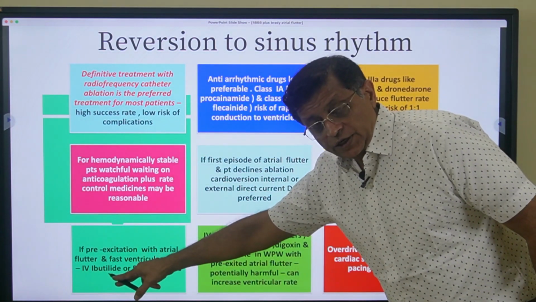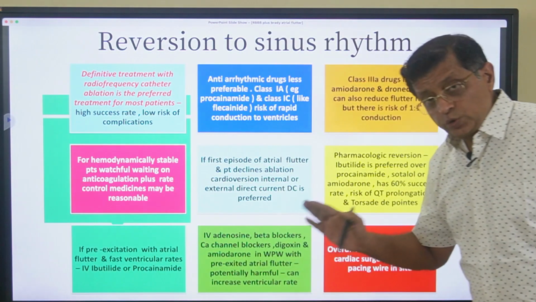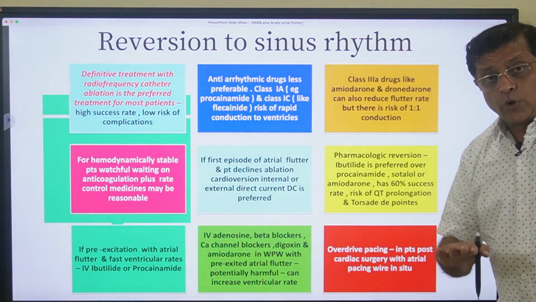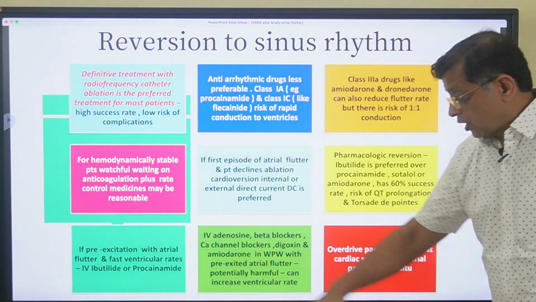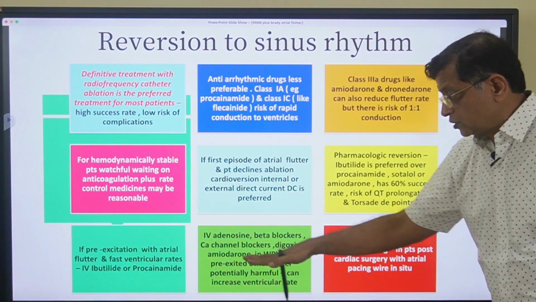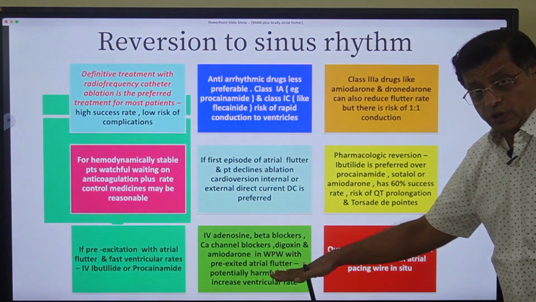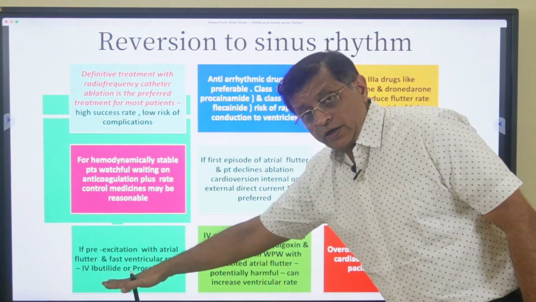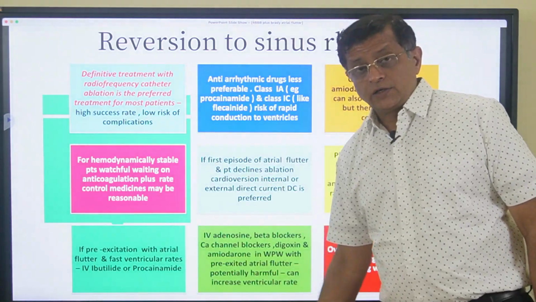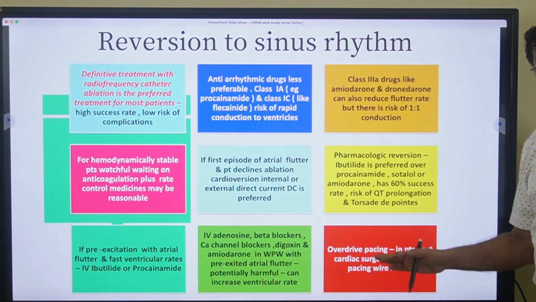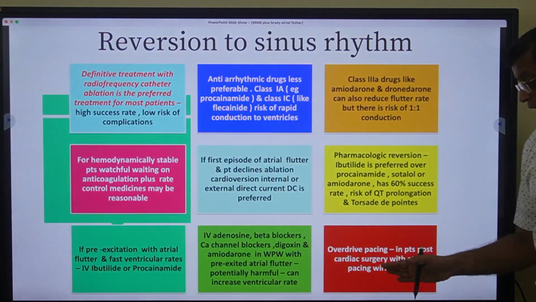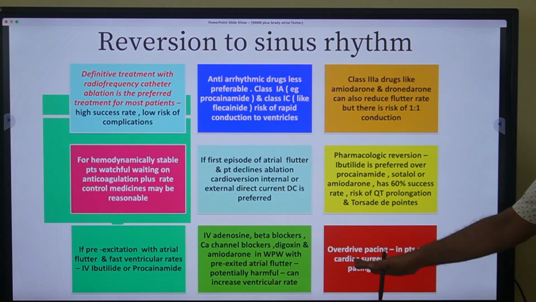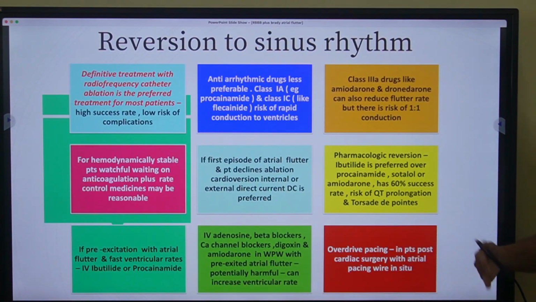If there is pre-excitation, in those patients you would definitely avoid the drugs which slow the AV conduction like adenosine, beta blockers, calcium channel blockers and amiodarone. So in those patients, you could try ibutilide if at all you have to give anti-arrhythmic drugs. In patients who are post-cardiac surgery and have pacing wire in place, you can do overdrive pacing.